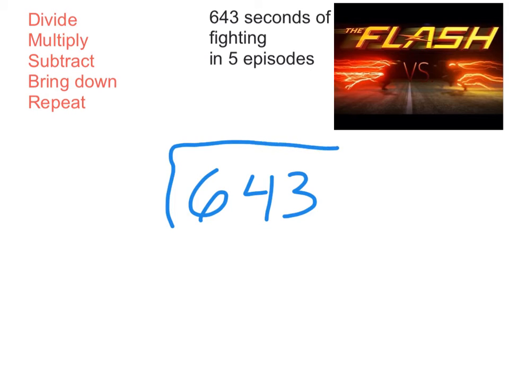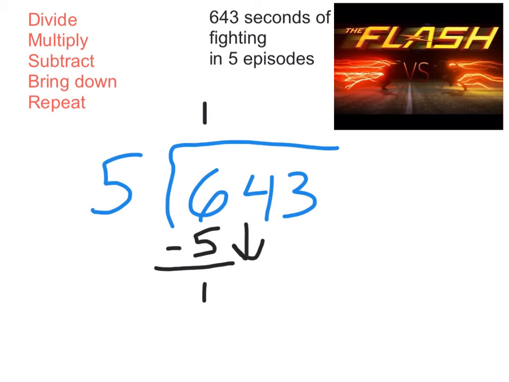643 on the inside, that's the dividend. 5 on the outside, that's the divisor. So 5 can go into 6. I know 5 can go into 6 one time. 1. 5 times 1 is 5. Subtract that. 6 minus 5 is 1. Bring down the 4. And repeat the whole process all over again.